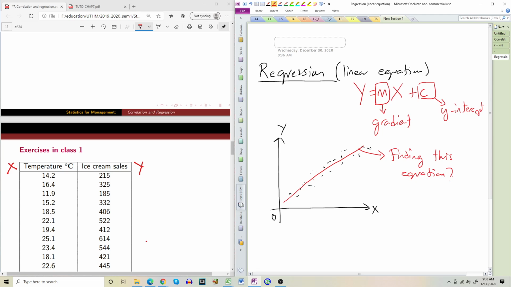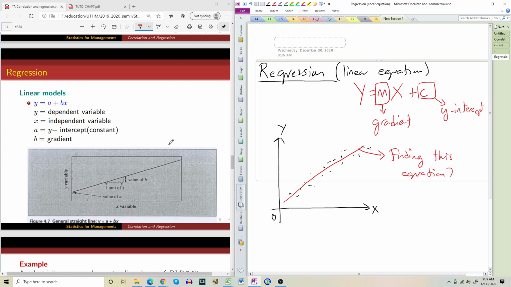Okay, so we're going to find a proper linear line which can represent that scattered diagram. That is called regression. You can see here regression is a linear equation or linear model. Here I use A here for C. Okay, this is C, but you can also write like this, no problem.